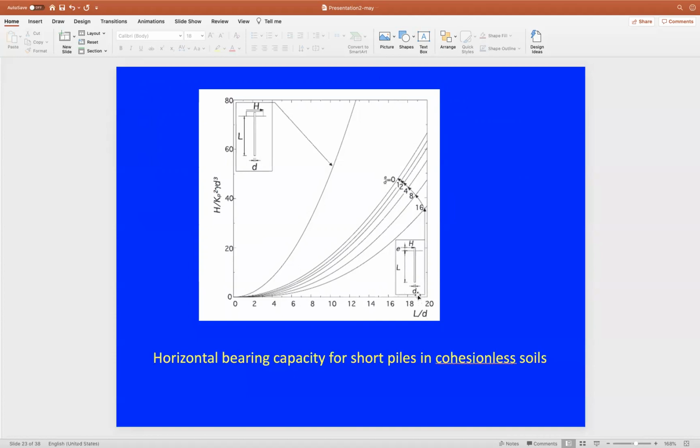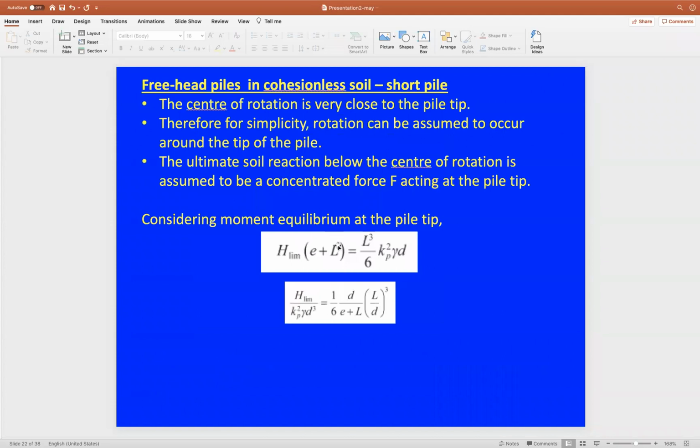If you intersect these two values together, you're going to read the value on the y-axis of H over this term here. And for this term here, all the values are given. Kp depends on the friction angle. Friction angle is given as 30 degrees, gamma 19 kilonewton per cubic meter, and D is 0.305. So you can work out the H value from this chart instead of using this equation as well.